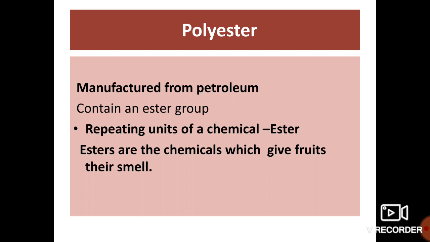Polyester is manufactured from petroleum and it contains an ester group. As you know, in polyester, many ester groups are there. The monomeric units are ester units.